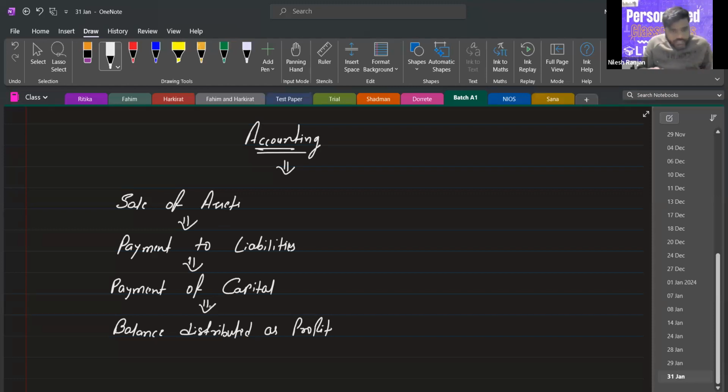Now, in this process, there are some situations which can arise, like after selling all of the firm's assets, let's say we don't have enough amount to pay the liabilities.